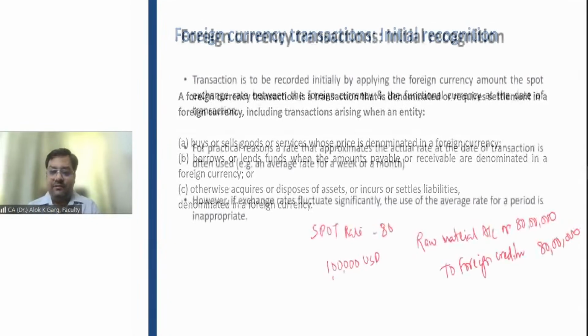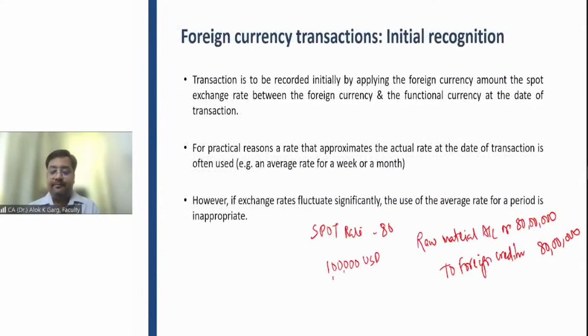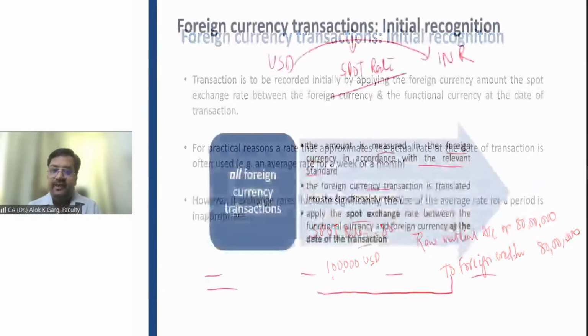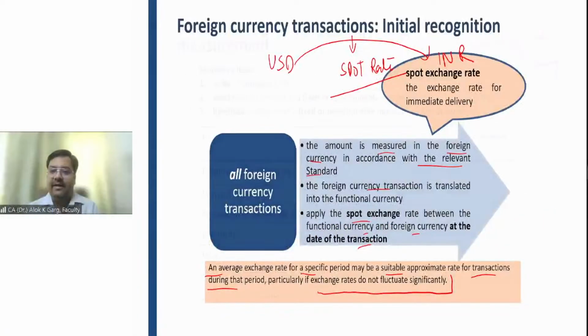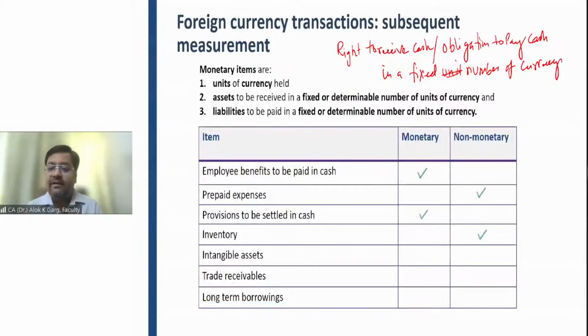Then we discussed if the entity is doing a lot of transactions frequently, then the standard says that the average rate can be applicable on the P&L items, right? Then we discussed the subsequent measurement. Initial measurement is okay, but subsequent measurement. Subsequent measurement, we discussed monetary item and non-monetary item, right?